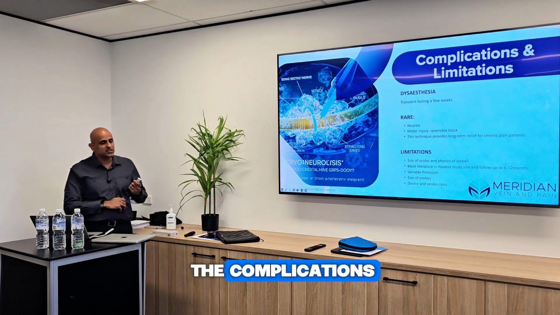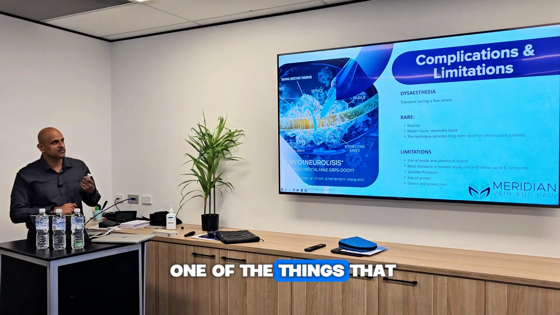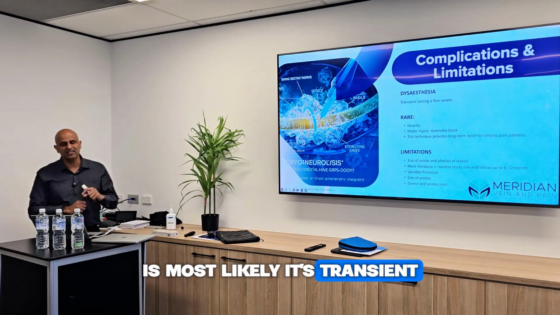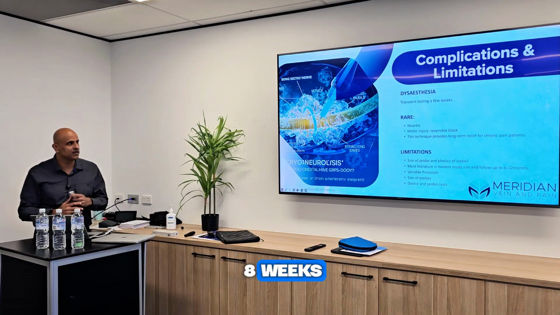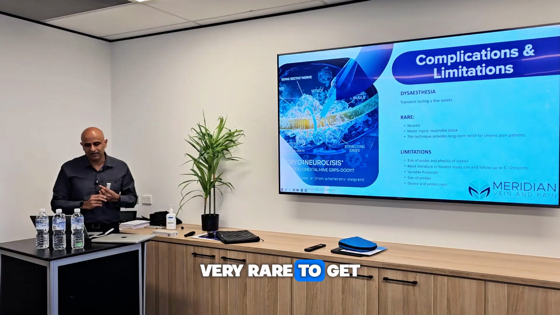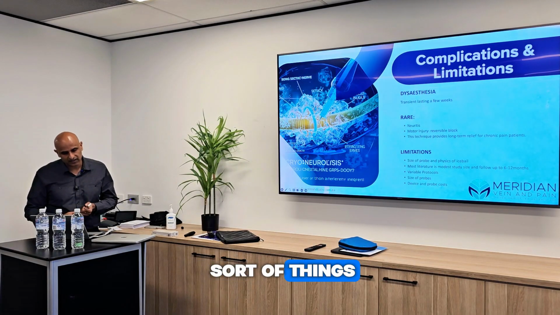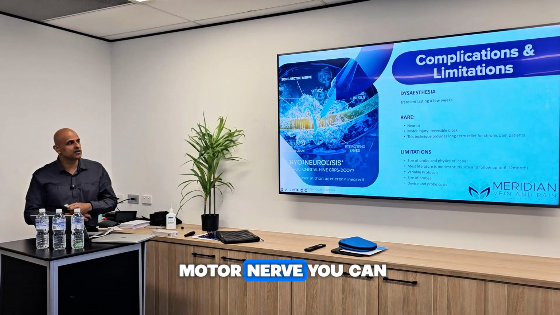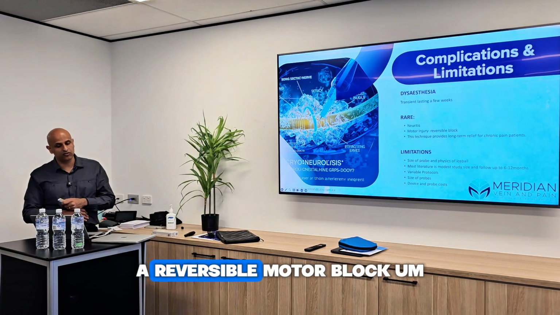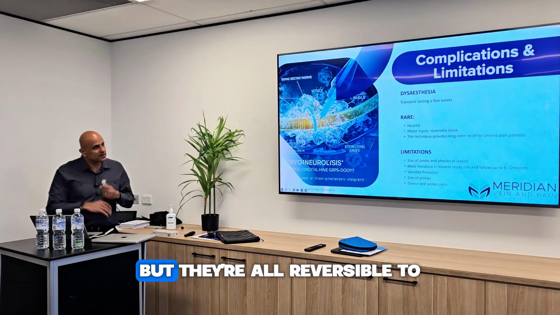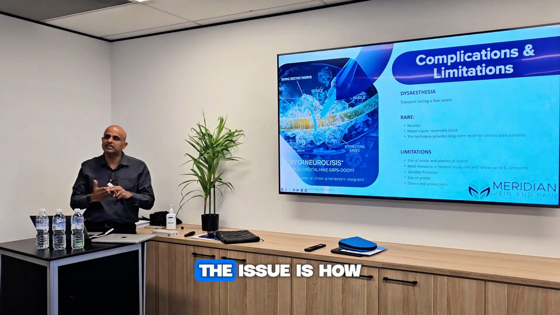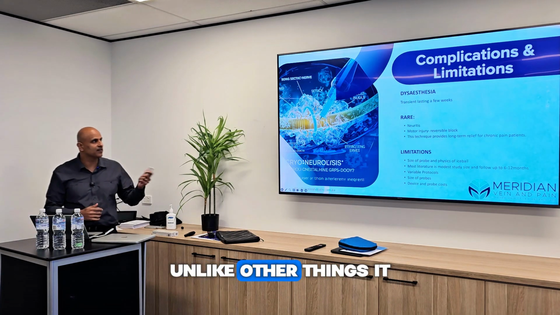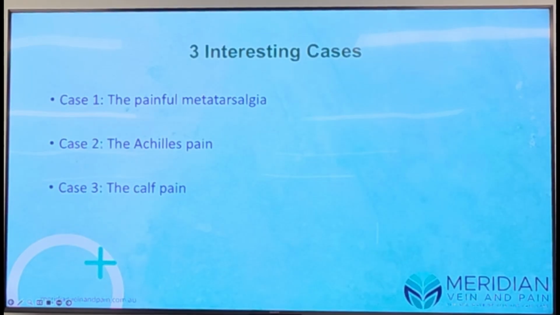And what are the complications? Well, dysesthesia is probably one of the things that is the most likely. It's transient. It can last anywhere up to 6 to 8 weeks. It's very, very rare to get neuritis and all these sort of things. Obviously, if you go from a mixed sensory and motor nerve, you can get a reversible motor block. But they're all reversible. The issue is how long the reversibility takes. Okay, unlike other things, it takes a bit longer.